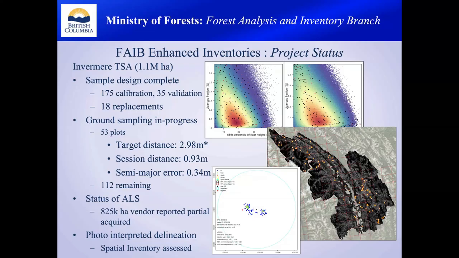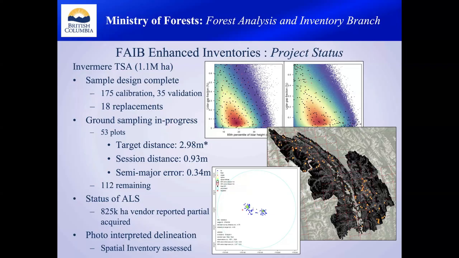We have 175 calibration plots and 35 validation plots that have been selected. That ground sampling is in progress. Last year, we collected or contracted out 35 plots, which was a success. And so we have more contracts going out this field season as well.